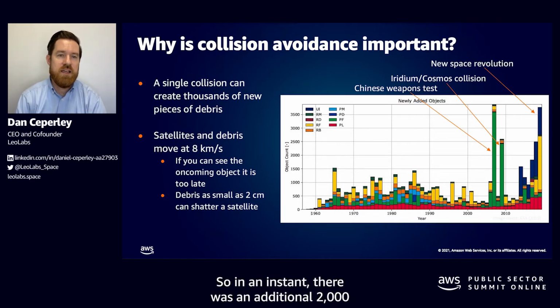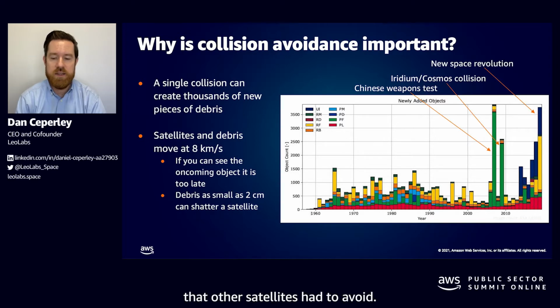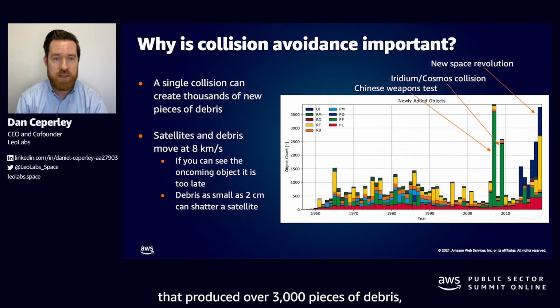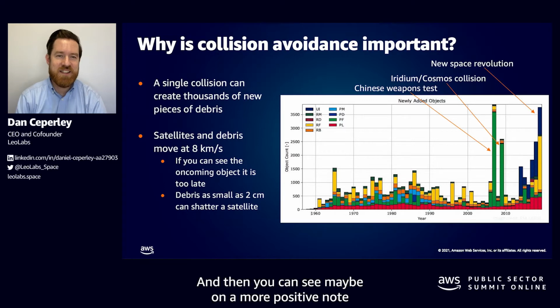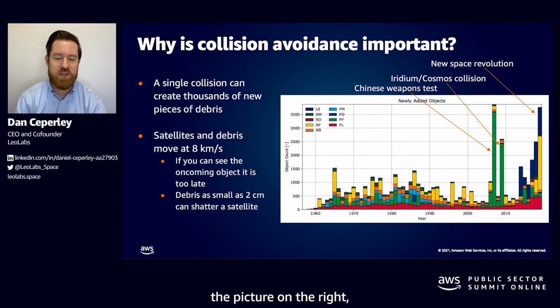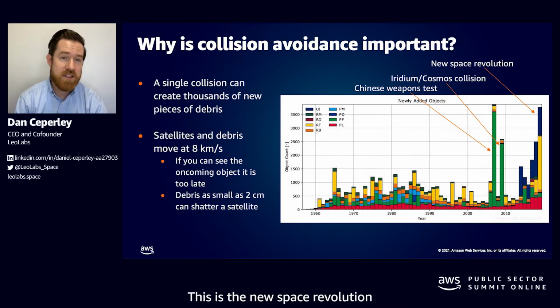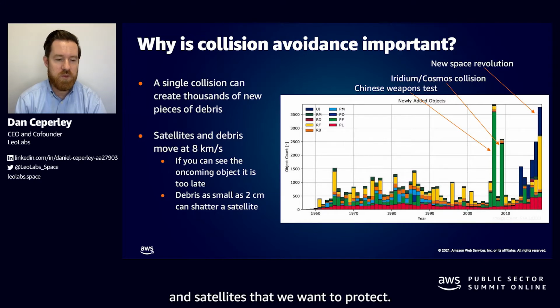So in an instant, there was an additional 2,000 or more pieces of debris circulating up there that other satellites had to avoid. A couple years before, there was actually a weapons test that produced over 3,000 pieces of debris, many of which are still in orbit. And then you can see, maybe on a more positive note, the picture on the right, the launch of new satellites over the last few years. This is the new space revolution that contains lots of new functional satellites that are delivering innovative new services. These are the services and satellites that we want to protect.